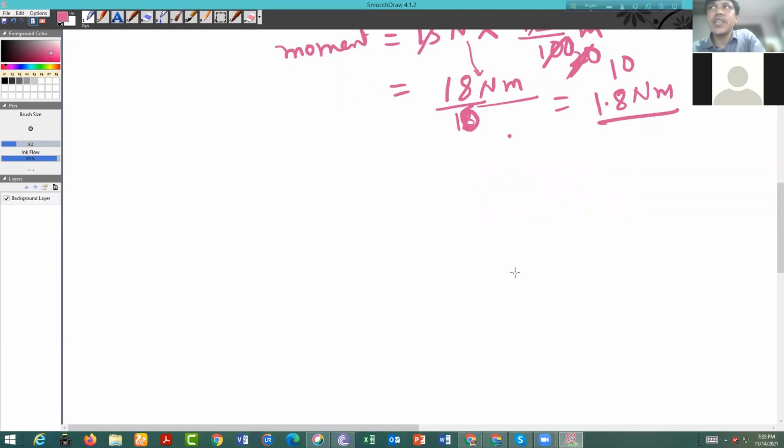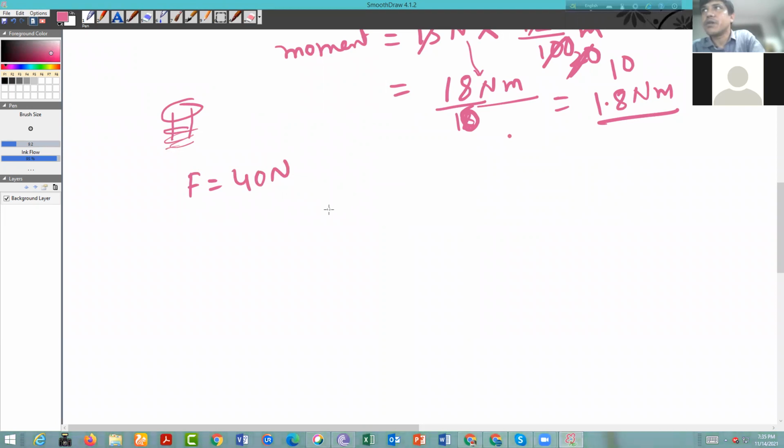A force of 40 Newton is applied to a spanner to turn a nut. You know spanner? A wrench. So you are using a wrench to turn a nut. This is called a nut. So force is given what? 40 Newton. The perpendicular distance is 30 centimeter. So what will you need to do?